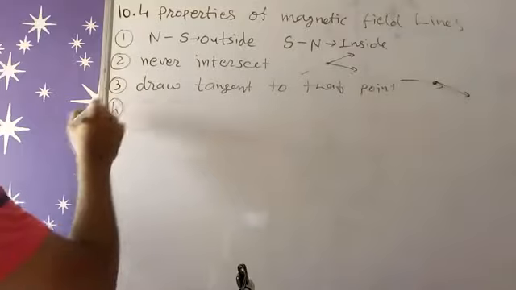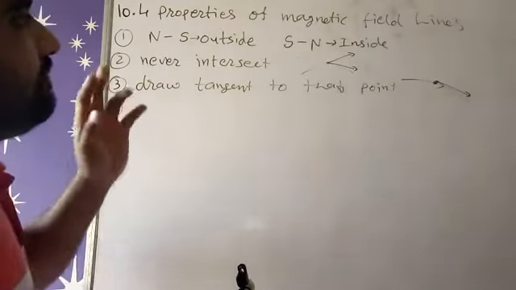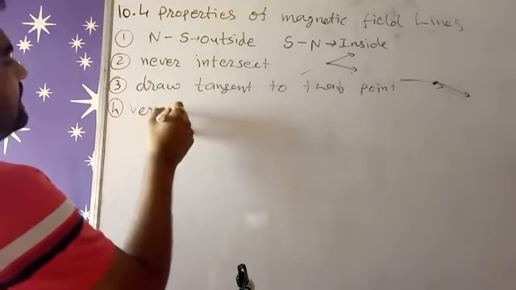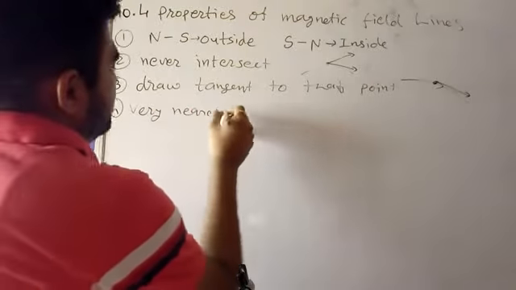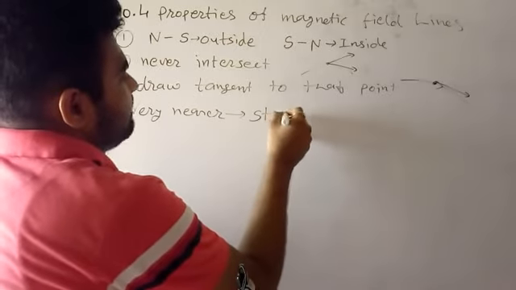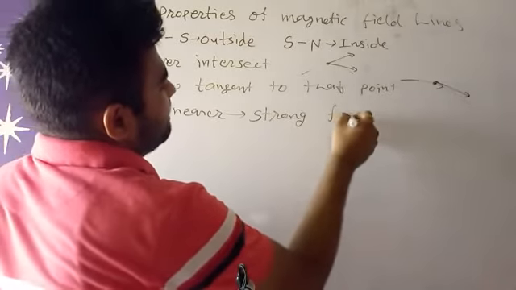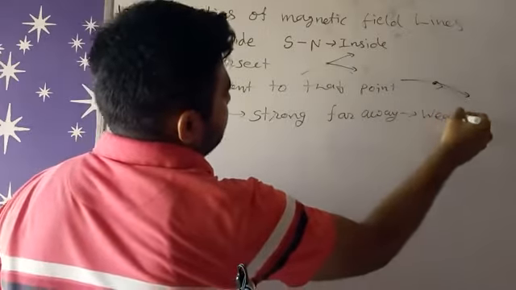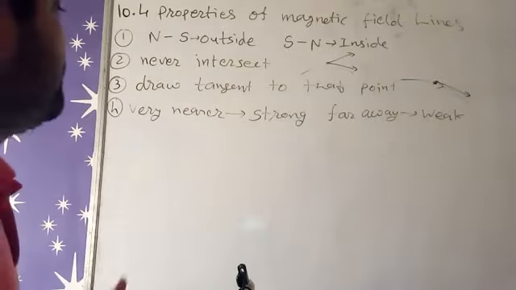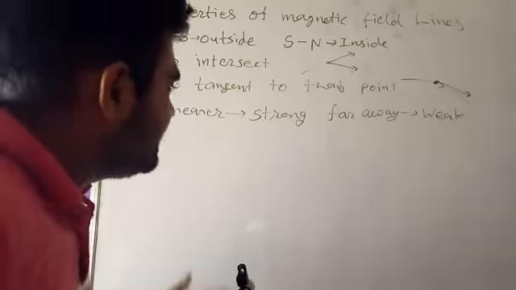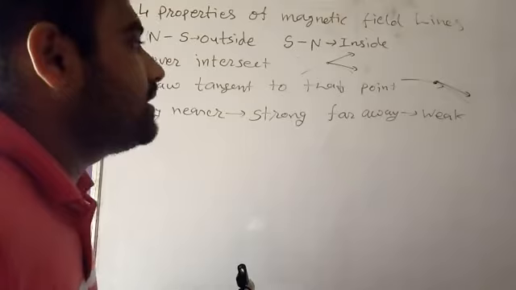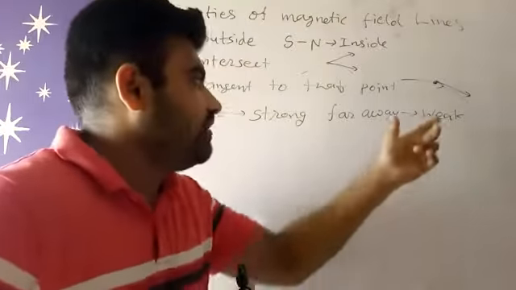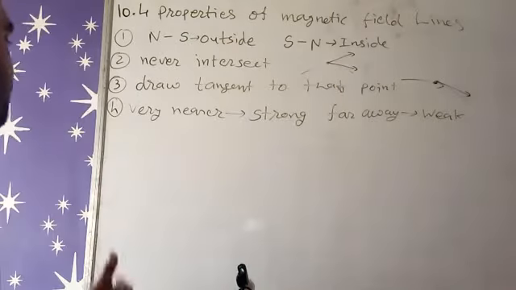Fourth one: if magnetic field lines are very near to each other, it is called a strong magnetic field. But if they are far away from each other, it is called a weak magnetic field. So it depends. If magnetic field lines are very near to each other, it is called a strong area of magnetic field, and if far away from each other, it is called a weak area of magnetic field.